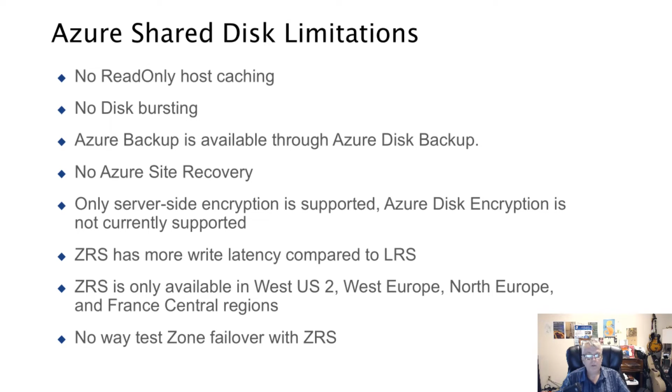The zone redundant option, which of course you're going to want to enable for high availability, will introduce additional latency on write operations, which is normal for synchronous replication. We'll talk more about that. But one of the big things is to enable zone redundant storage, it's only available currently in 4 regions. So West US 2, West Europe, North Europe, and France Central region. So if you're already highly invested in another region, this might not be an option for you. So keep that in mind. I'm sure Azure will be rolling this out to other regions in the future, but for now, those are the regions that are supported.